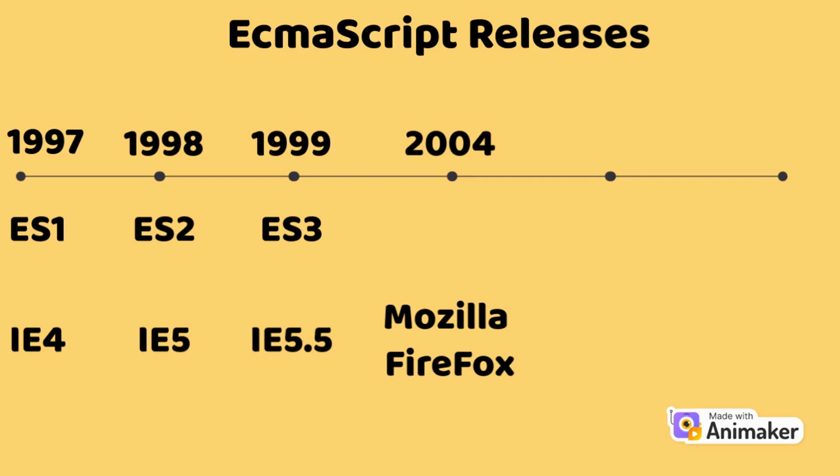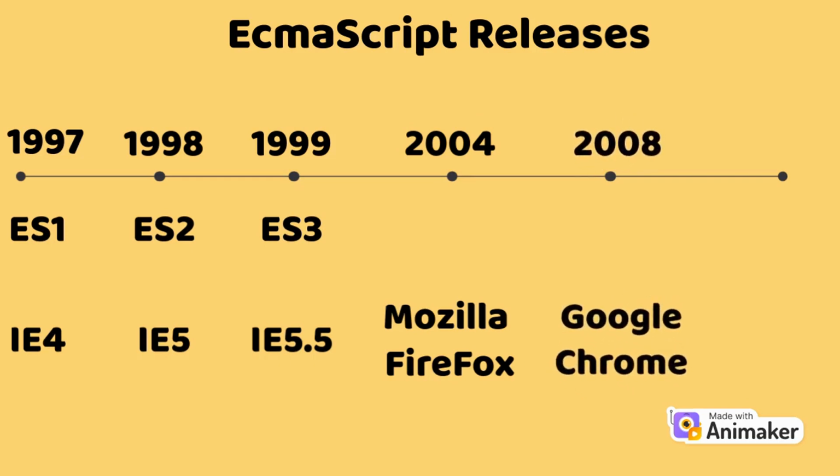Google launched its first browser, which is Chrome, in 2008 with the V8 JavaScript engine that was faster than its competitors. So the key invention was the just-in-time compiler in Chrome. So other browser vendors also needed to implement this JIT compiler for their JS engines.